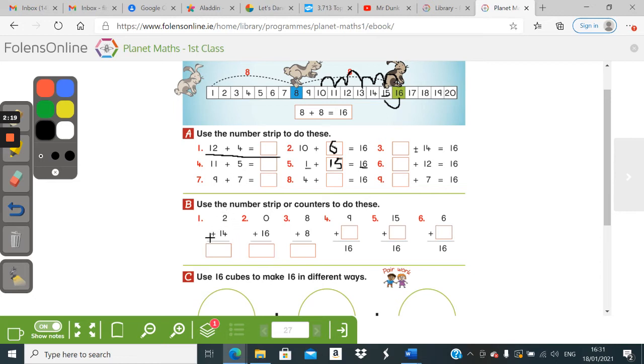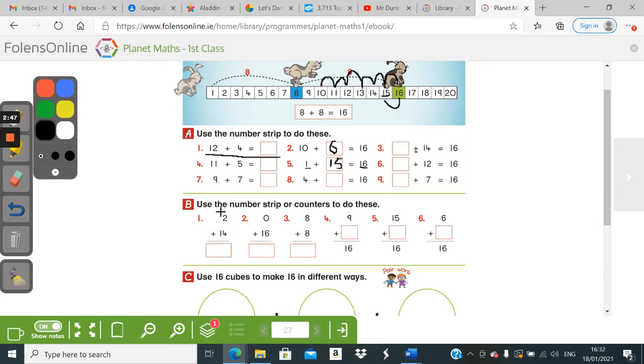So 2 plus 14, the answer goes in here. And here we have another missing number. So 9 plus something equals 16. I've showed you the two different ways that we can use to find out what that missing number is. Put your answer in here. Now, I'm not going to worry too much about it because this isn't in our maths copy, but do try and line your numbers up.